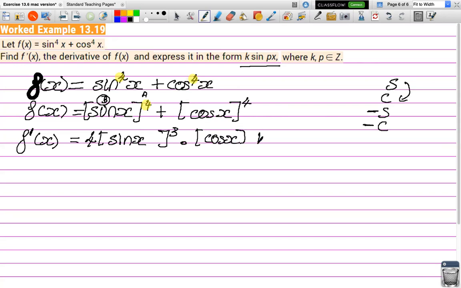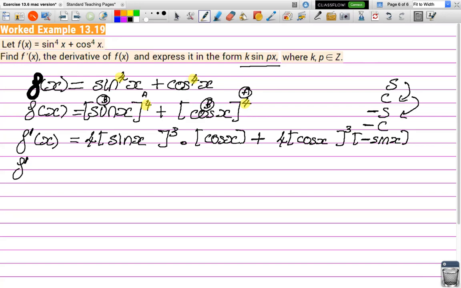And then over here we're going to be doing plus, and then once again the priority function is the 4. So we label that A, we label this B. Differentiating the power of 4 is going to be 4, and then put the power down 1, and what's inside does not change. And then the derivative of cos is minus sine x. So that's the first line done.